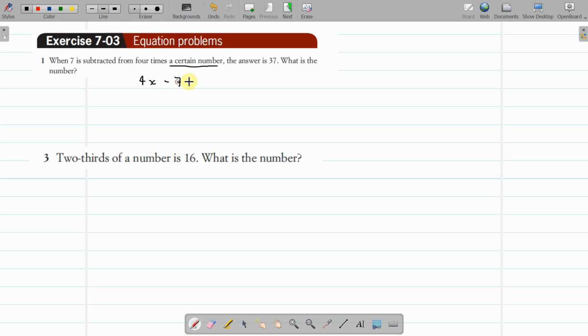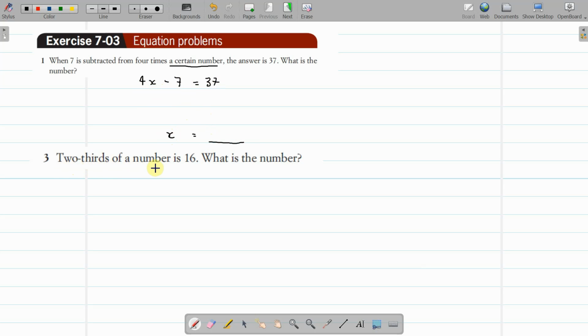7 is subtracted from 4 times a certain number, and the answer is 37. So that's the first step in your working out. There's our equation. 7 is subtracted from 4 times a certain number. The answer is 37. Now I think you'll be able to work it out from here, using the ways we've done before with simplifying, so you get to x equals something. So we'll need 2 steps before you get to x equals and the answer. So that's the working out for that one.